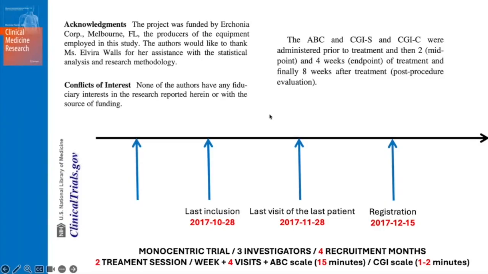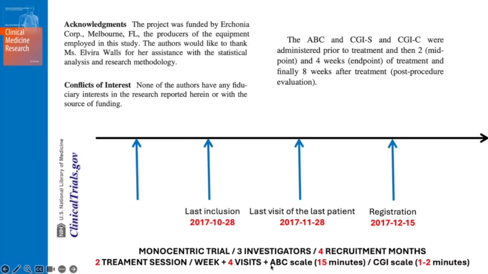So now let's look at how demanding the study was in terms of clinical activity. So still we have this 1 month between the different visits. And then we say that we have 3 investigators in Cuba, maybe 4 because of the primary investigator who is both in Israel and Cuba. We have 4 recruitment months, which, as we saw already, is quite fast to recruit as many as 40 participants. Then we have 2 treatment sessions per week, plus 4 visits.